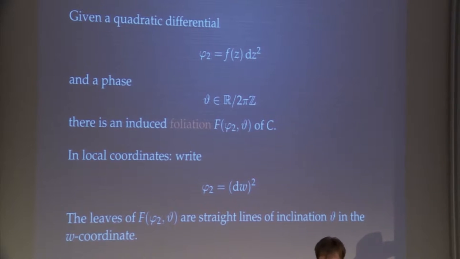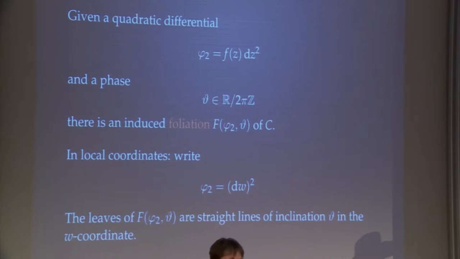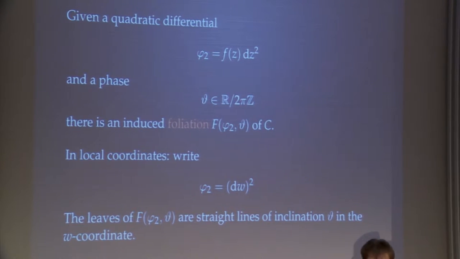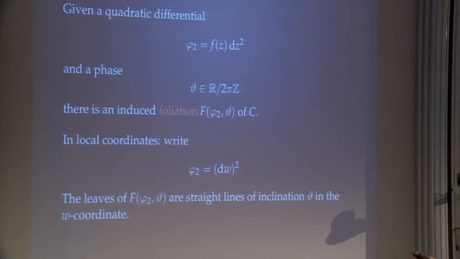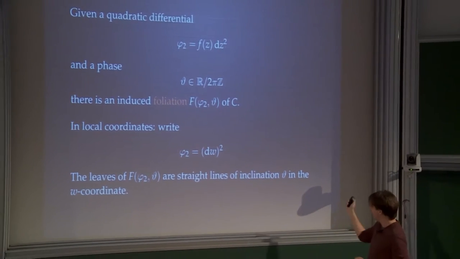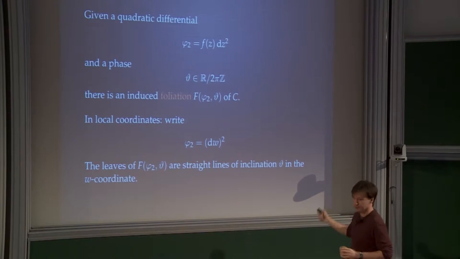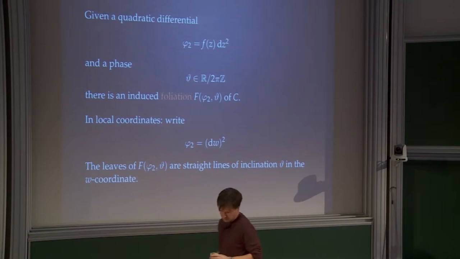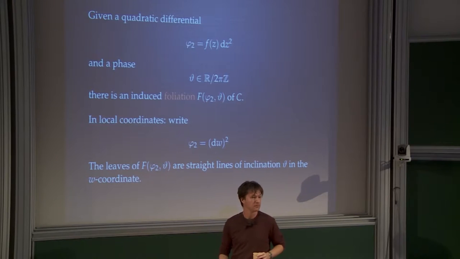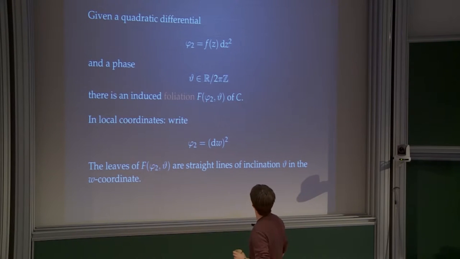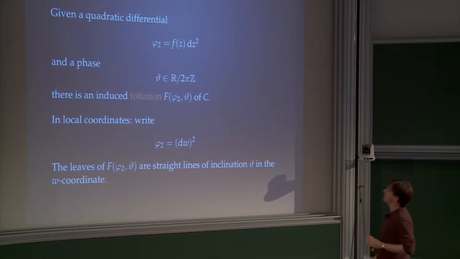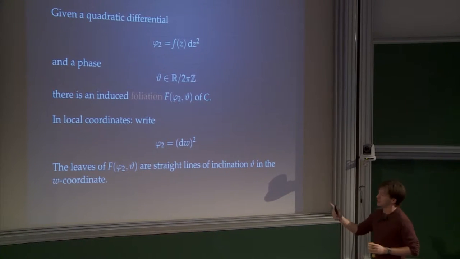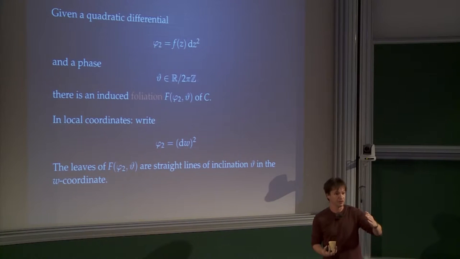And then in that local coordinate, it's easy to say what this foliation is. You just take the foliation by straight lines. Well, which straight lines? There's a choice of what angle to take the straight lines. So that's this parameter theta. So the leaves will be just straight lines whose inclination is theta in the w coordinate. The theta or theta over 2? Because theta to theta plus pi, I think I want really theta. Very good. So indeed, the foliation.